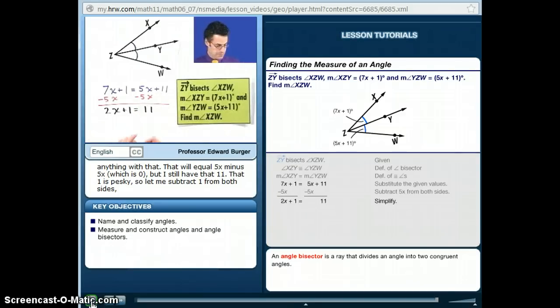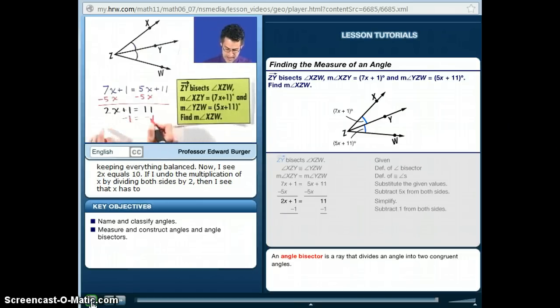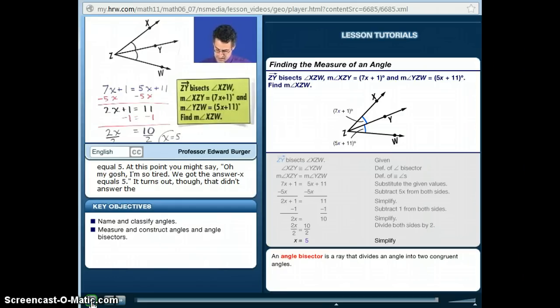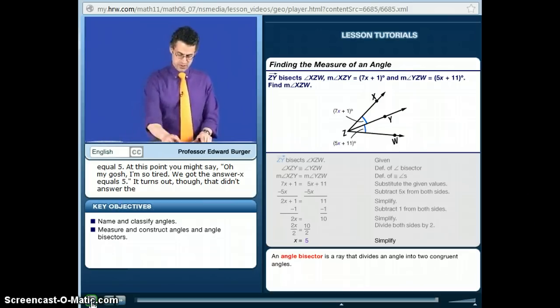Now that 1 is sort of pesky, so let me actually subtract 1 from both sides, keeping everything now completely balanced and nice still. But now I see on this side 2x, 1 minus 1 is 0, equals 10. Well, now if I undo the multiplication of x by dividing both sides by 2, then I see that x has to equal 5. Now at this point you might say, oh my gosh, I'm so tired. Whew, we got the answer, x equals 5.